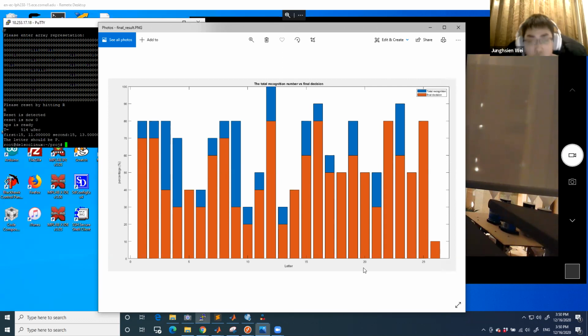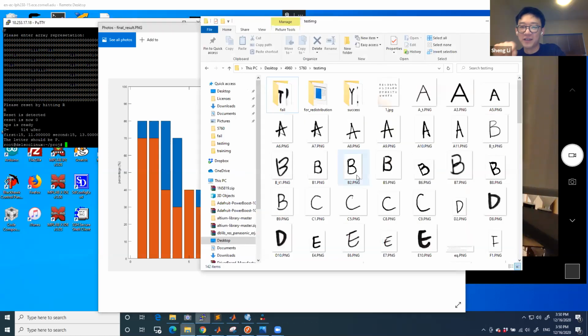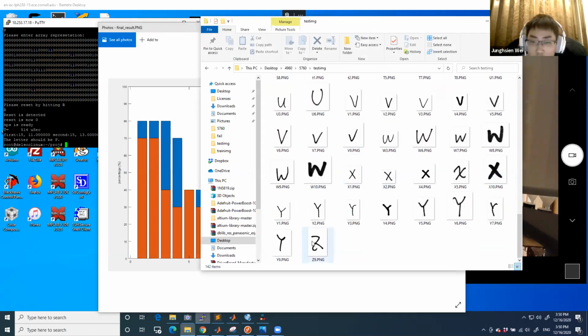Yes. We asked some friends to write letters for us. The one thing we've discovered about why Z does a poor job is that the way people write it is different. Someone has a line in the middle, someone doesn't have that one, which makes the prediction really hard.